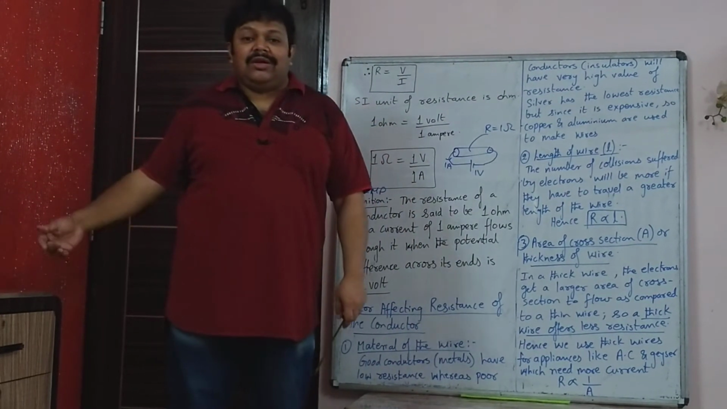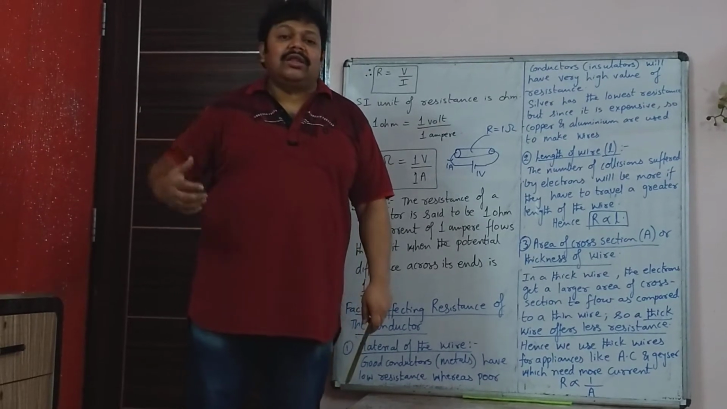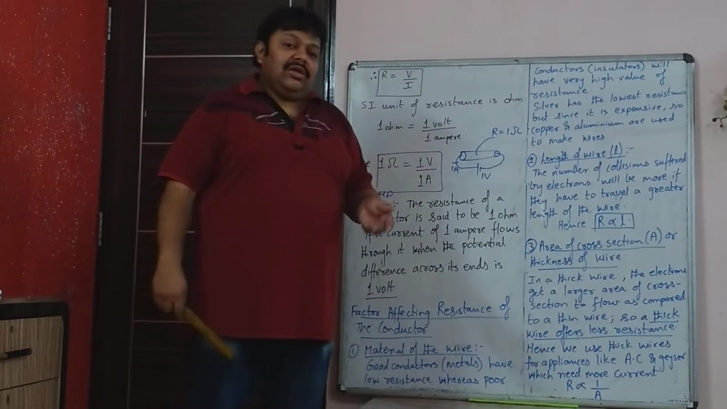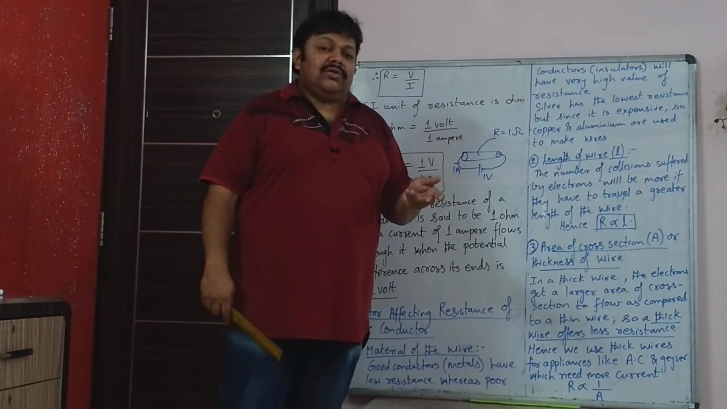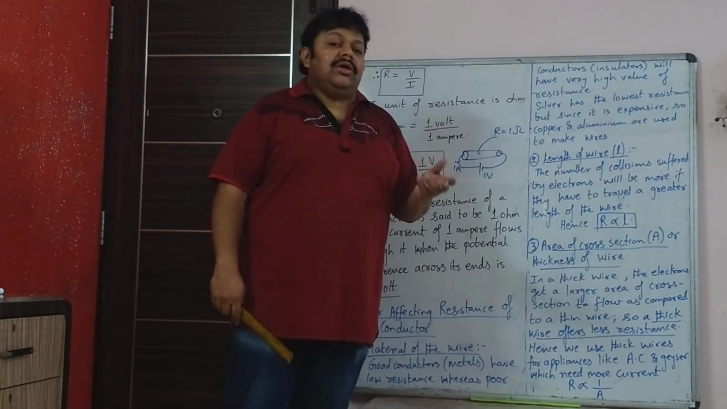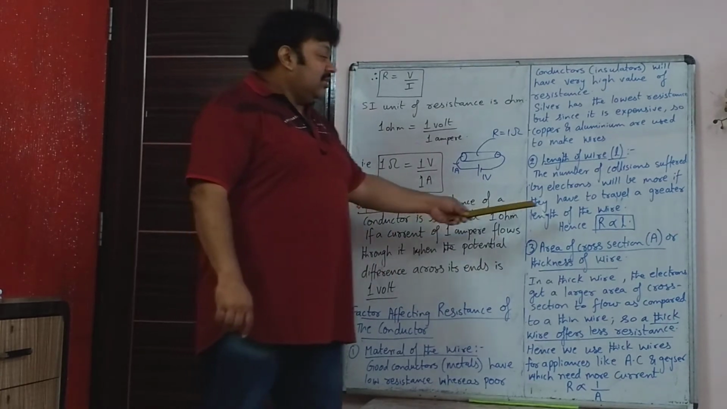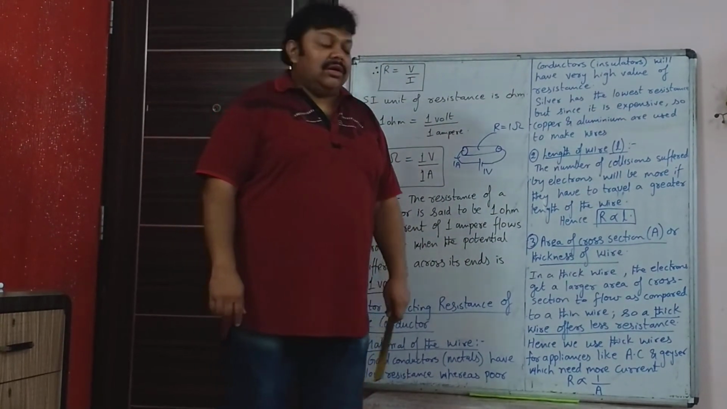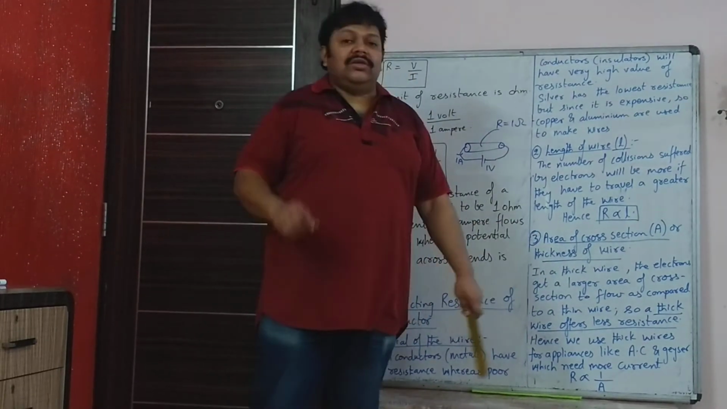So same with the electrons. Electrons in this case are like the car. So the more the length, the more the number of collisions that the electrons will suffer, and the more will be the resistance. So the resistance is directly proportional to the length of the metallic conductor. The second factor is the thickness of the wire.